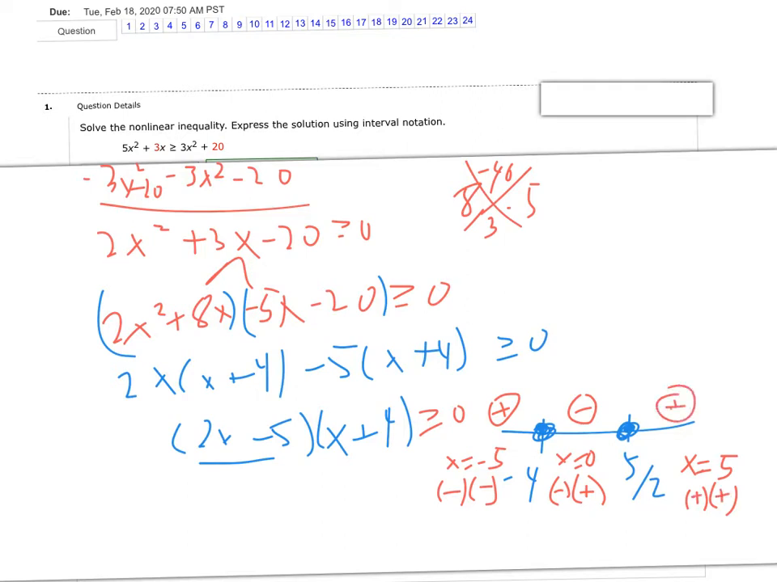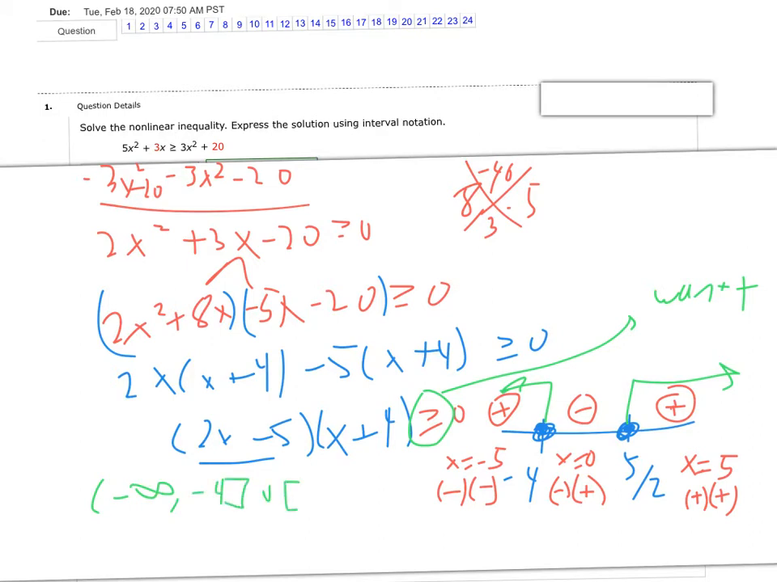So we're just testing whether it comes out positive or negative. Now in this case, because I am greater than or equal to 0, I want positives. And so I'm going to go out here and over here. And so my answer is going to be negative infinity to negative 4 with a bracket. And then also 5 over 2, comma, infinity.